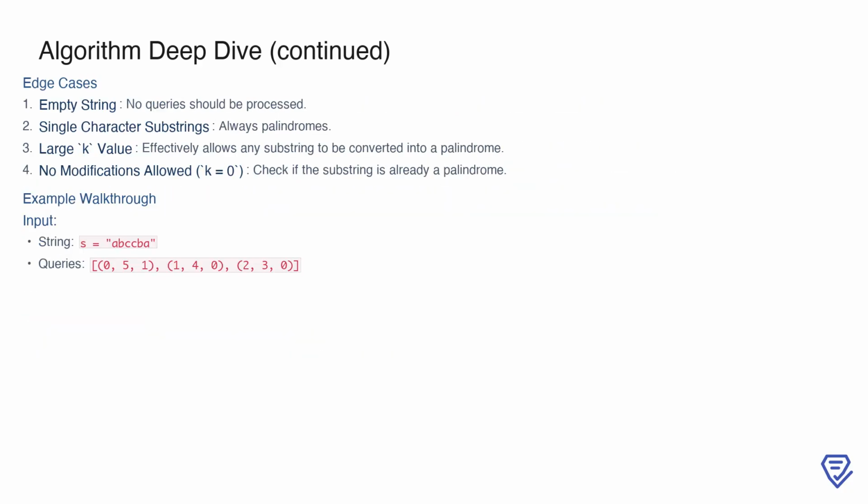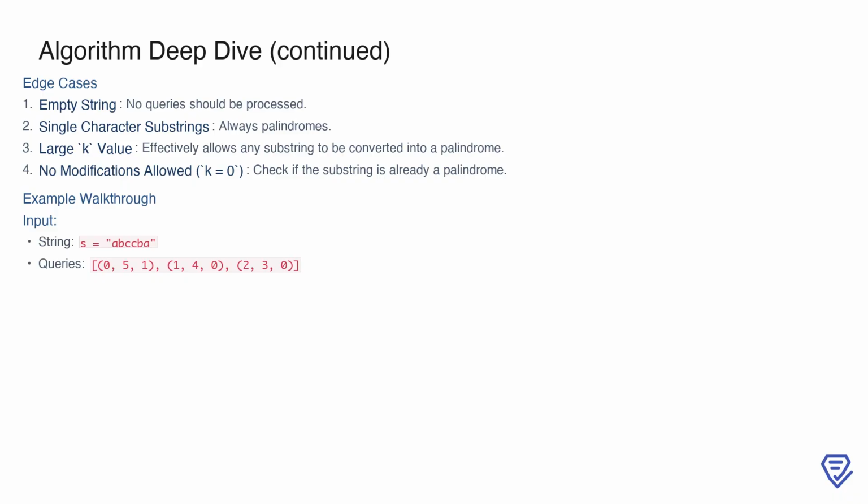It's important to address some edge cases to ensure the algorithm handles all scenarios correctly. First, if the string is empty, there are no substrings to process, so no queries should be executed. Second, single-character substrings are always palindromes since there's no symmetry to disrupt. Third, when the value of k is very large, it effectively allows any substring to be converted into a palindrome because we can make unlimited modifications. Finally, if no modifications are allowed, meaning k equals 0, we simply need to check if the substring is already a palindrome.